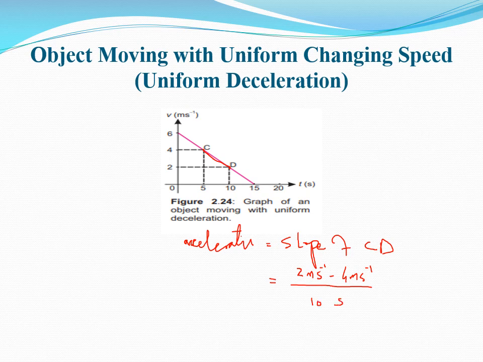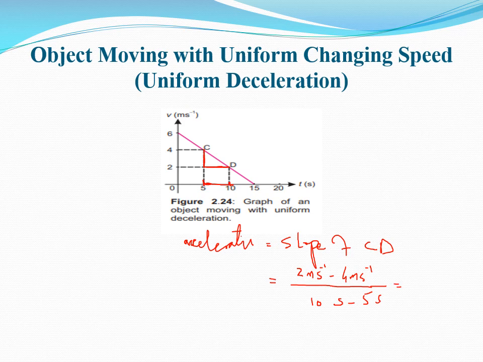10 second minus 5 second. So if you see the graph, this is actually the data involved here. So at point D, the body gets decelerated when its speed decreases, and at point D its speed is 2, and when it was at point C its speed was 4, and the time is obtained from this time axis from 5 seconds to 10 seconds.